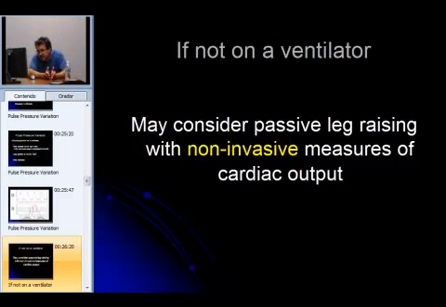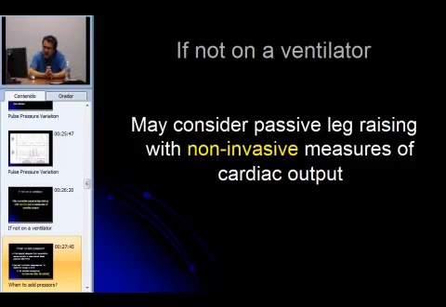Well, hook them to this device, and then elevate their legs. And when you do passive leg raising, you're injecting 300 cc's of blood into the central circulation. And if you do that and the cardiac output increases, that patient will recruit, and then you will give them fluid.